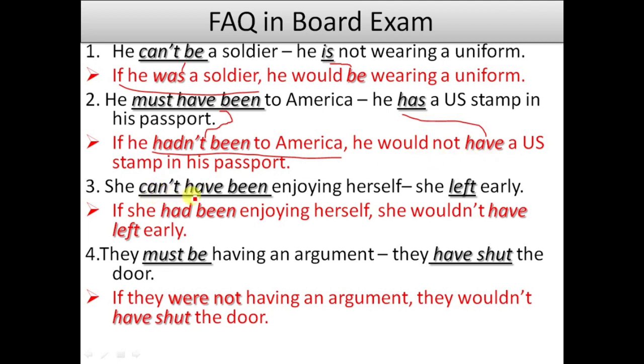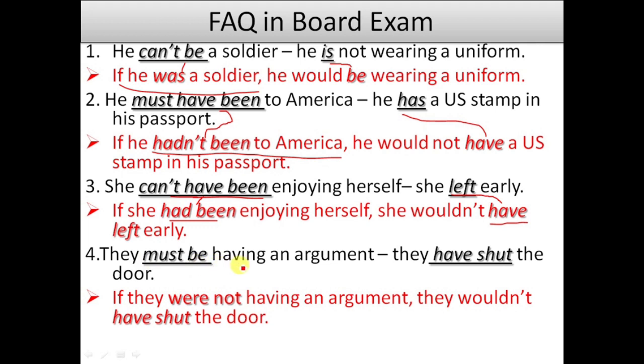Similarly, she can't have been enjoying herself because she left early. So here can't have plus V3, it is negative, we have to change it into positive. Have been, so it should be changed into had been. So if she had been enjoying herself, she would not have left early. See here, she would not, here is left, V2, therefore have plus V3, would not have left early.